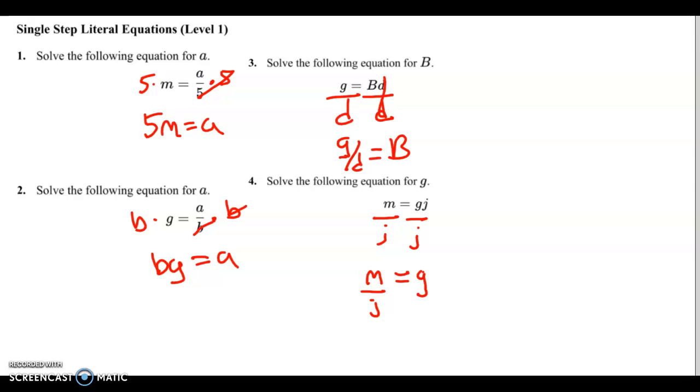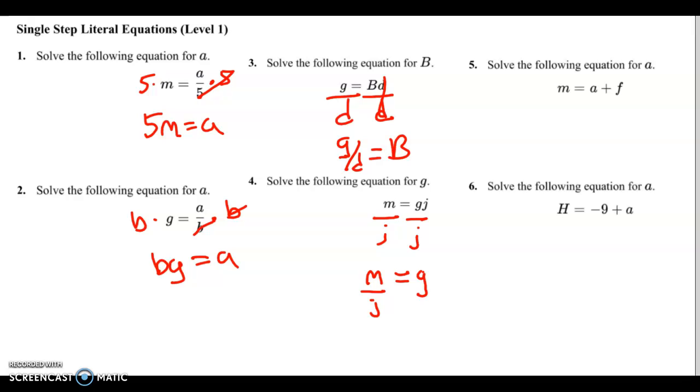Alright, let's take a look at another example. Okay, so here they want us to solve the following equation for a. So I'm going to highlight the a right here. And the a is being added to f. Okay, it's being added to f.